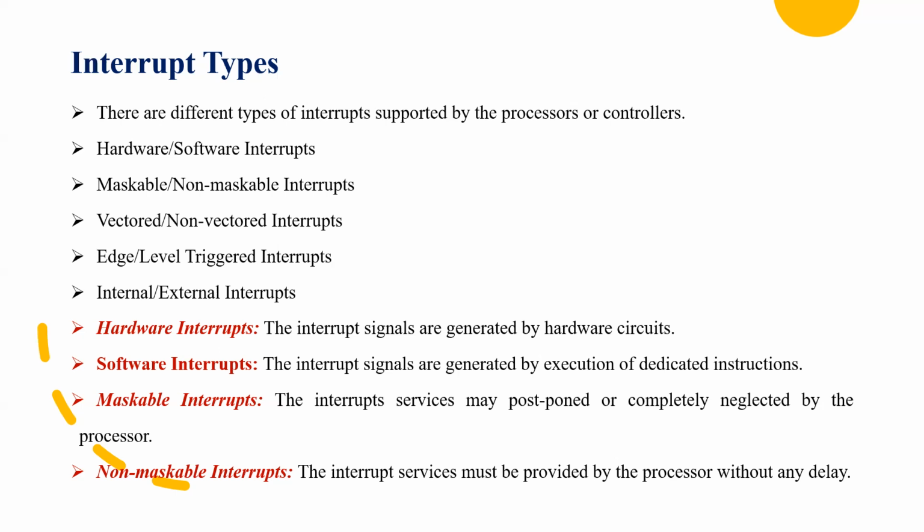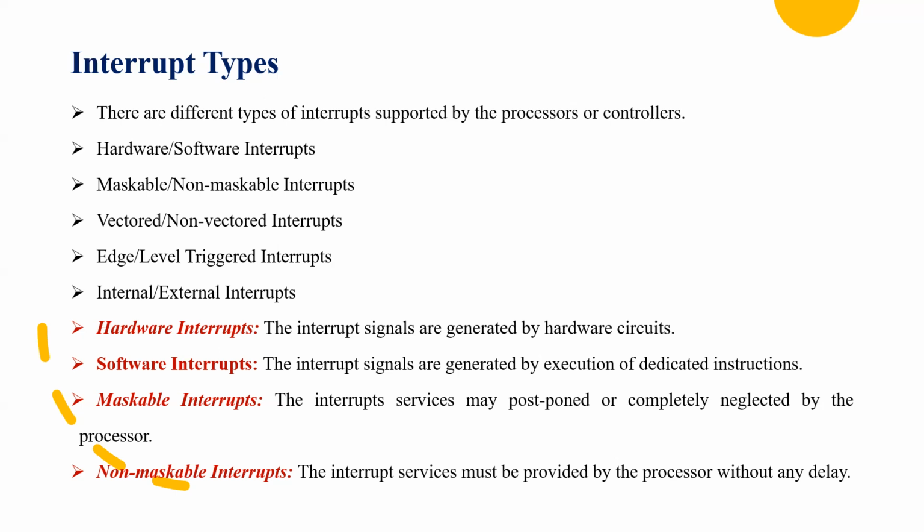The next type is maskable/non-maskable interrupts. What does maskable interrupt mean? If an interrupt is maskable, the processor has a choice. The processor may postpone the service or completely neglect the service. Such interrupts we consider maskable interrupts. That means from the processor's point of view, these interrupts do not have the highest priority. Because of that reason only, the processor may postpone the service or completely neglect it.